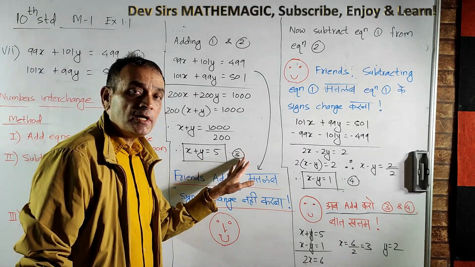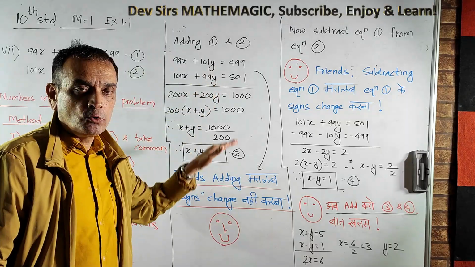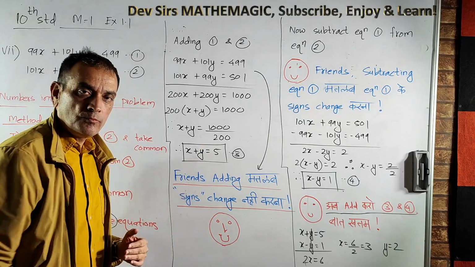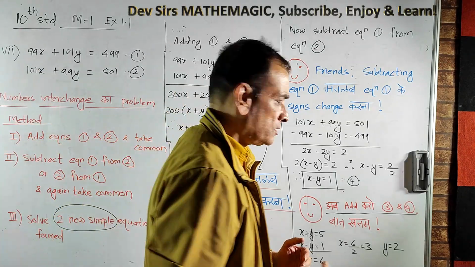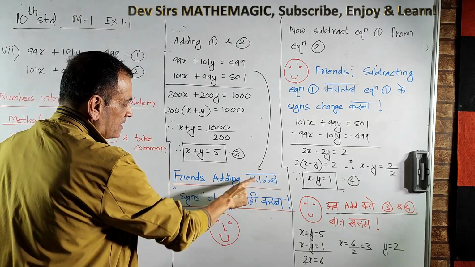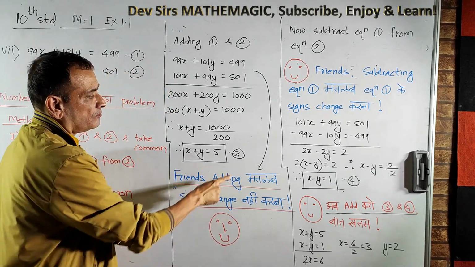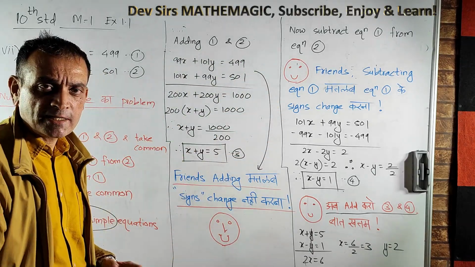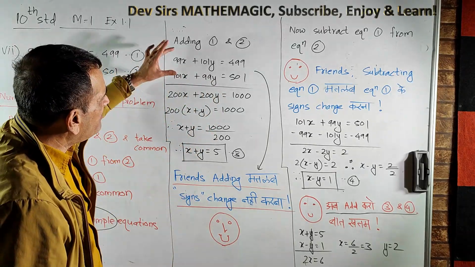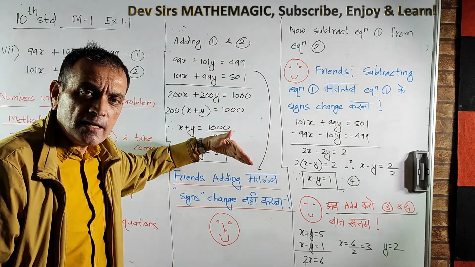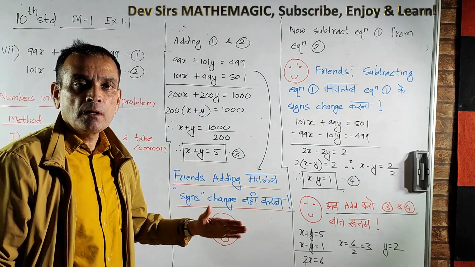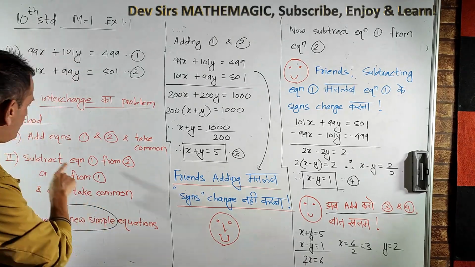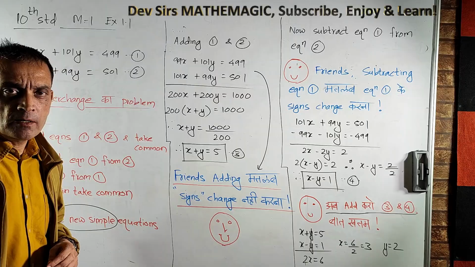So how did we get equation 3? By adding equations 1 and 2. Right? Now a smiley has come here. In between a smiley will come and tell us something. Friends, adding means do not change signs. You have to say that the signs of the equations were not changed. Remember that smiley. So we haven't changed the signs here. Just add and take something common to get one simple equation. That's done. Add equations 1 and 2 is done.